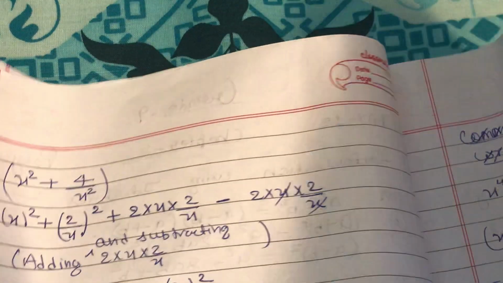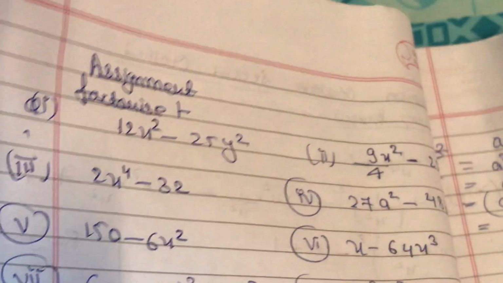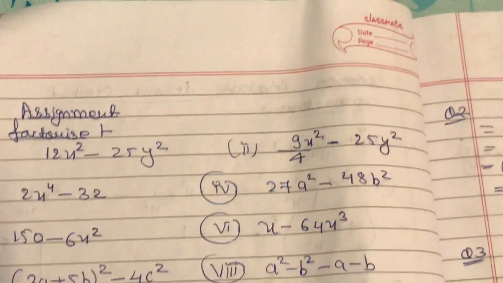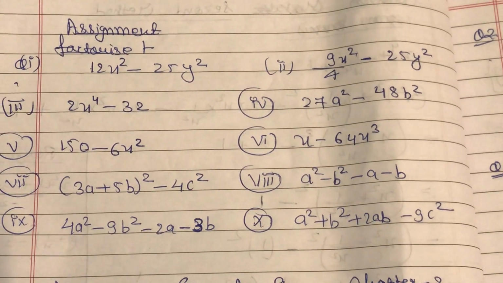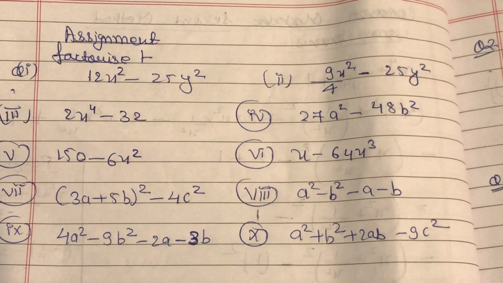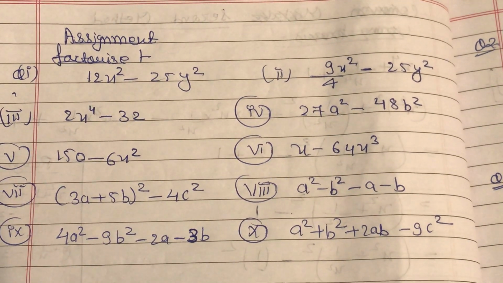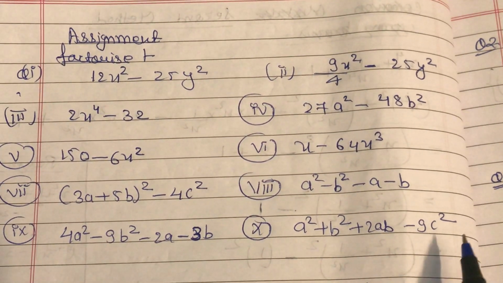Let me give you few assignment questions so that you can solve them. You can practice these questions at home. These questions are the assignments for today's class. Based on today's class, I have given few questions to you. You need to factorize them using the identities.